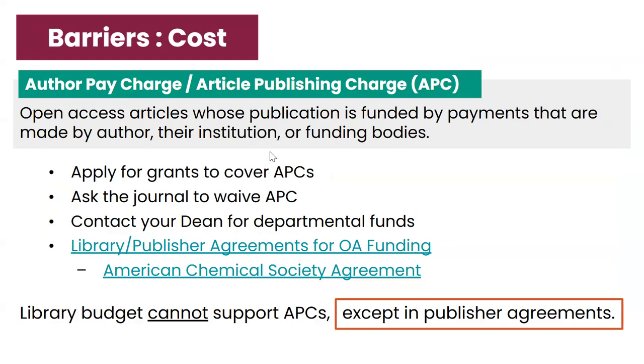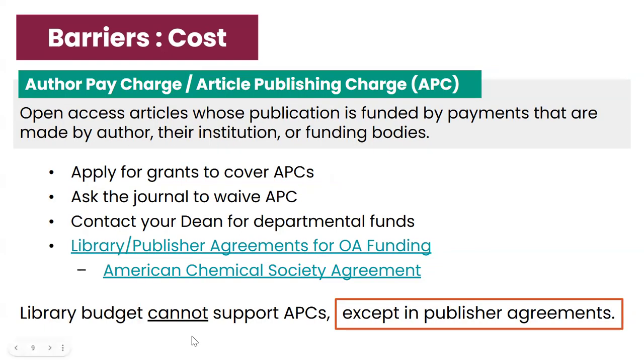If you find a journal that is asking you to pay an APC in order to make your article open, there are some options. So you can apply for a grant to cover the APC. You can actually ask the journal to waive the APC, and you should always be negotiating with publishers as they publish your work. You can also ask your dean for departmental funds. And then you can check with your library liaison to see if the library has one of these hybrid model agreements. So, for example, the library currently has an agreement with the American Chemical Society, whereas we subscribe to that journal and our authors are able to publish without paying an APC.